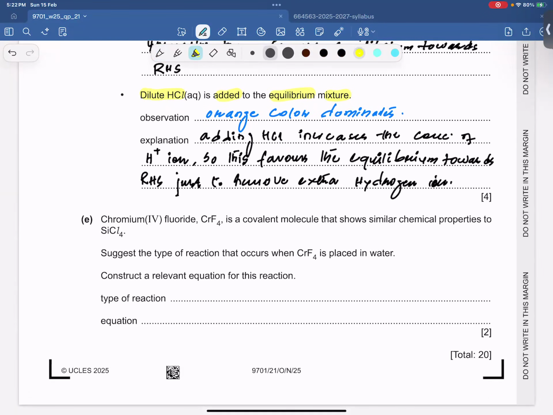Chromium 4 fluoride is a covalent molecule. If it is a covalent molecule, which means it has a simple molecular structure, it shows similar chemical properties to SiCl4. If SiCl4 is liquid at RTP, I believe chromium 4 chloride is also a liquid at RTP.